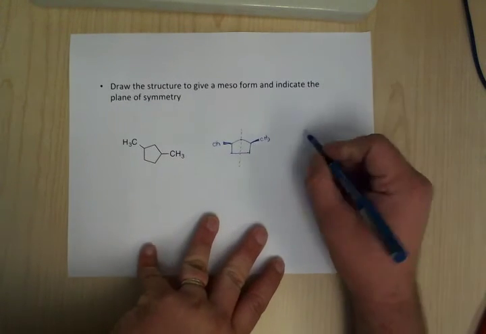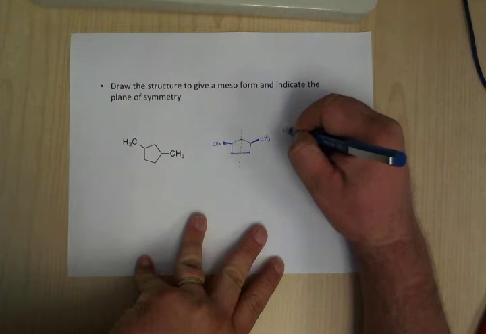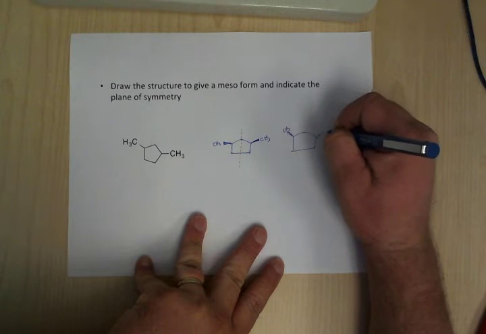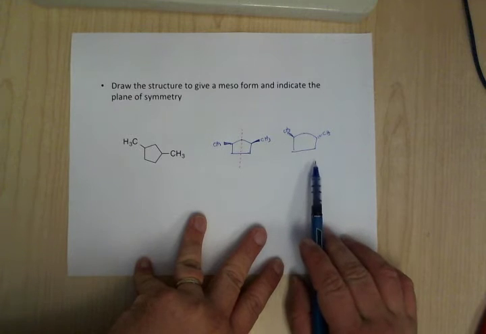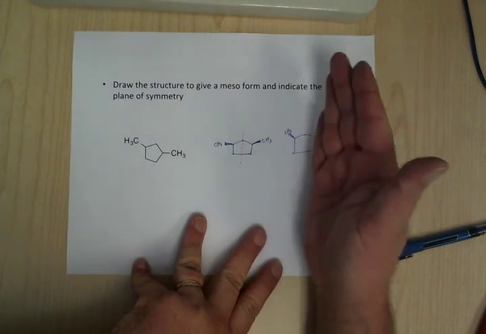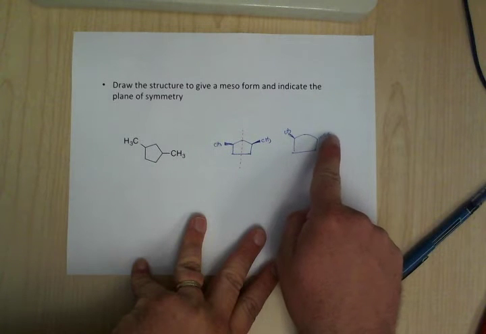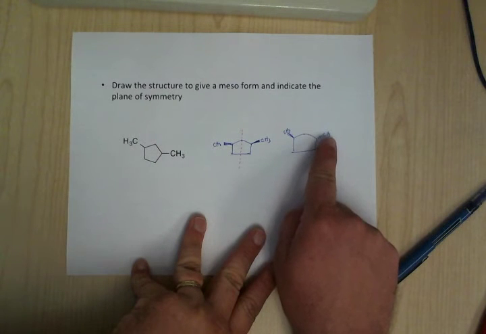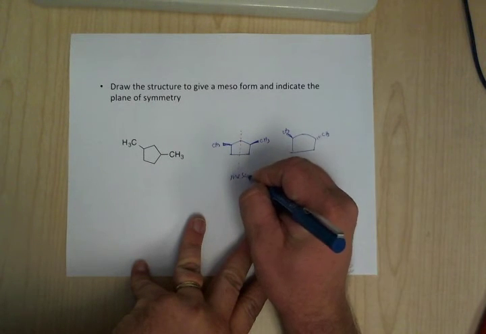This one, if you were to put, let's say, one up and one back, that plane of symmetry is now broken. This is not the mirror image of this, because if you took the mirror image on this side, the CH3 would be coming up, which we don't see. So this is actually chiral. So this is meso, and this is chiral.